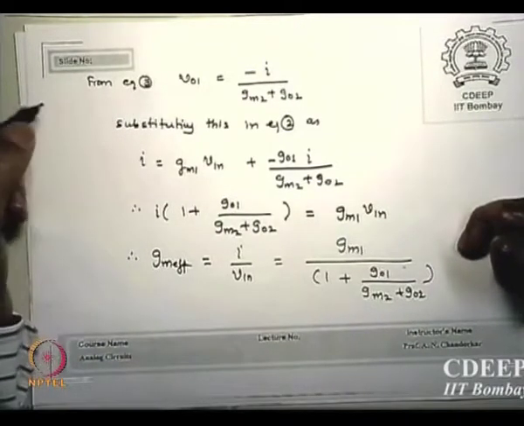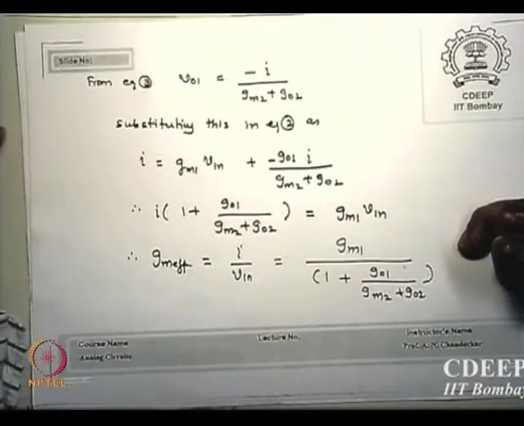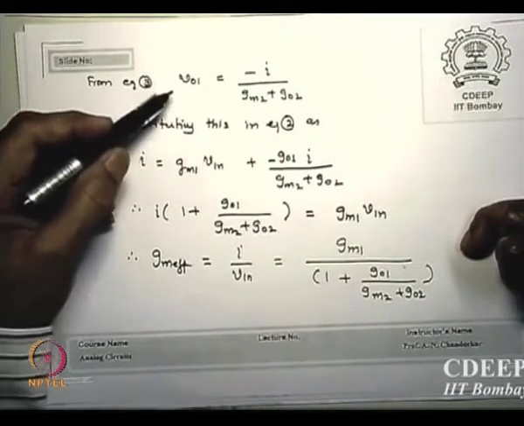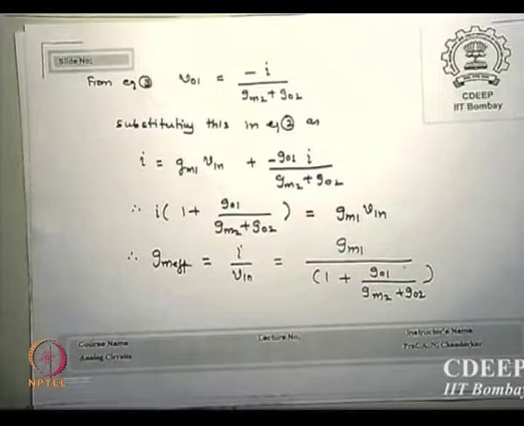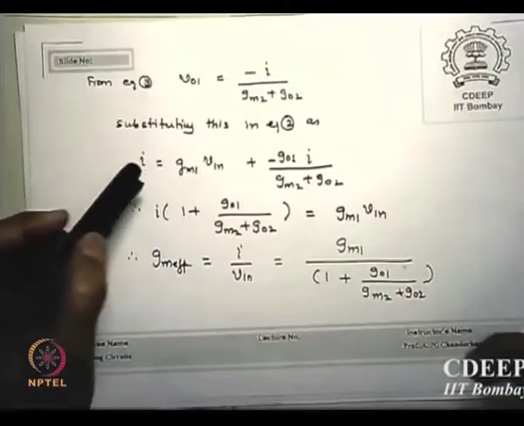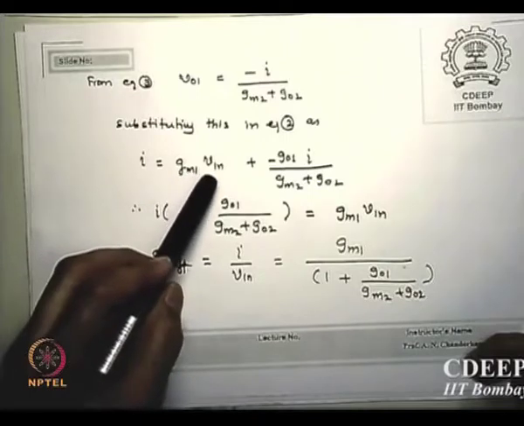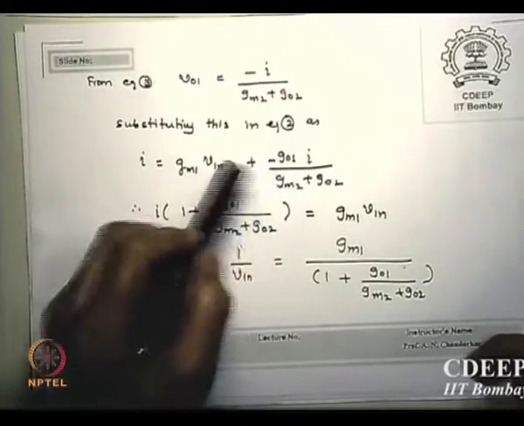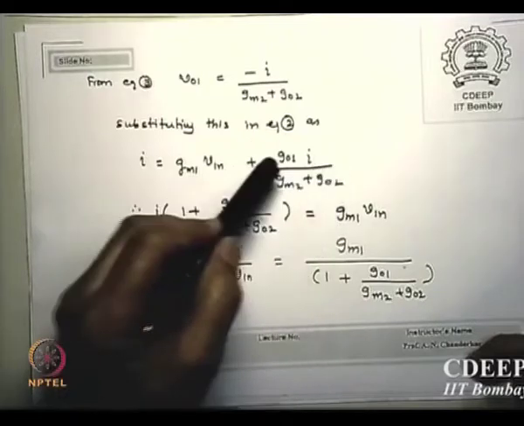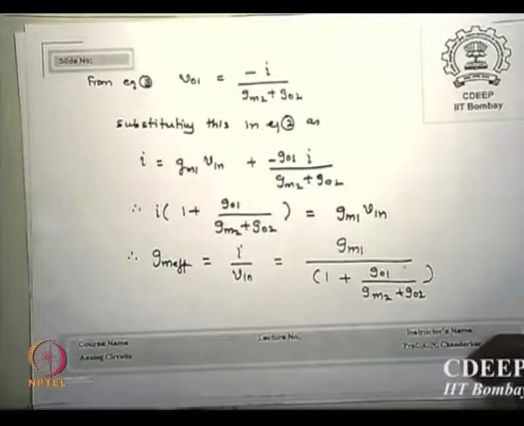VO1 is I upon GM2 plus GO2, just simple maths. Okay, VO1 is minus I upon GM2 plus GO2. Please remember, Gs are conductances, 1 upon Gs are Rs. Whenever you wish, you can convert back to Rs. Now this VO1 value which I got from equation 3 can be substituted where? In equation 2. In that case, I is equal to GM1 Vin, please remember what was there, minus GO1 VO1. So it is GO1 times I upon GM2 plus GO2.